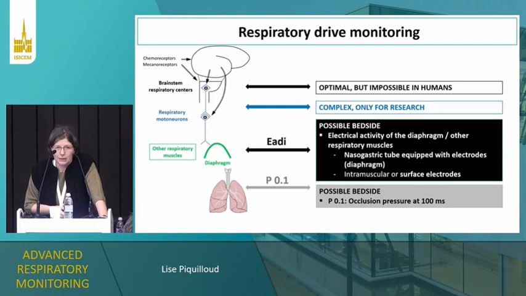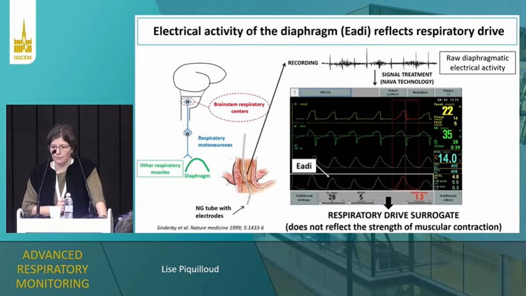It's possible to do that with a nasogastric tube equipped with electrodes. It's the NAVA system, but not used for delivering NAVA, proportional ventilation, only to monitor the electrical activity of the diaphragm that reflects respiratory drive. But we don't have that in all our units every day. What we have is P0.1 monitoring. I'm going to show you that P0.1 is a good way of assessing respiratory drive.